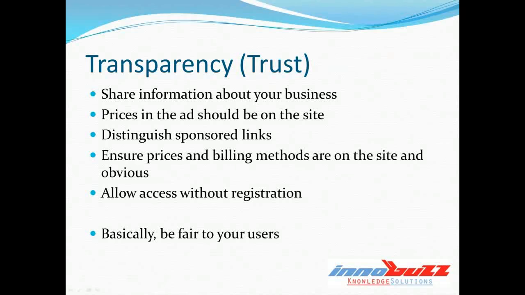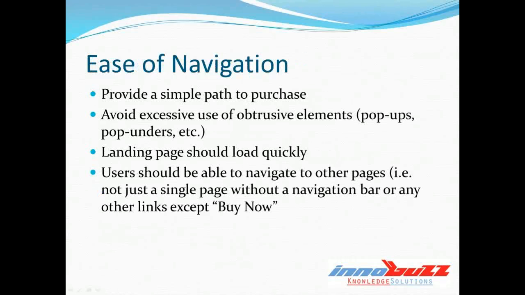If you have sponsored links on your website, you want to make sure that you distinguish them, that you disclose them as being there. And this came from a US-based law that came out, I believe, in 2010, which said that whenever you're doing affiliate links, you need to say this is an affiliate link right next to the link. On your site, you want to ensure that prices and billing methods are present. Now, we've already covered prices, but that's a little bit different from billing methods, and that is important. Make sure that you allow access without registration. So if someone clicks on your link, don't immediately bring them a pop-up that says, hey, in order to get into this website, you need to register. Basically, be fair to your users.